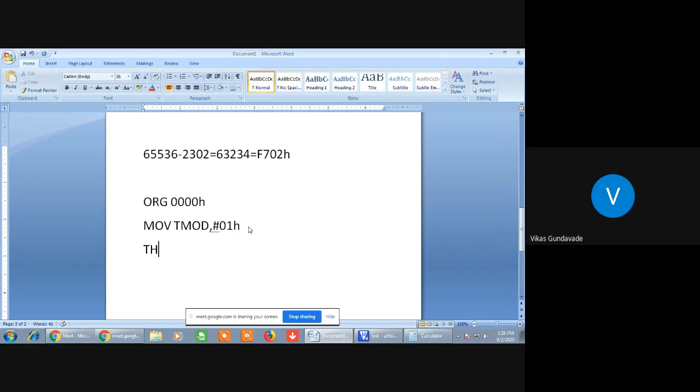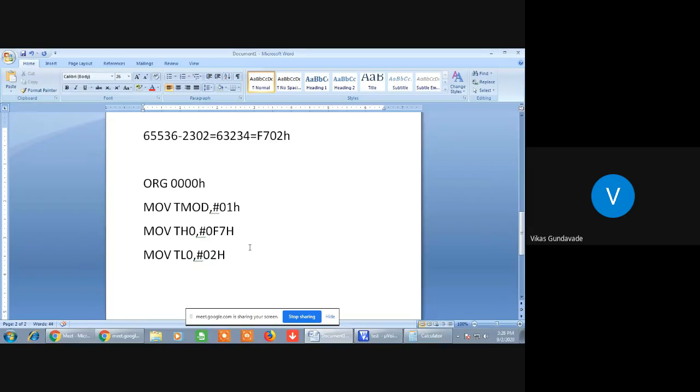Now we need to load the TH and TL registers. So TH0, that is MOV TH0, #0F7H, and MOV TL0, #02H. Now these contents were transferred into the TH0 and TL0 count.